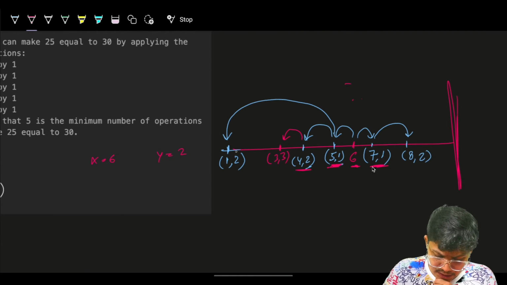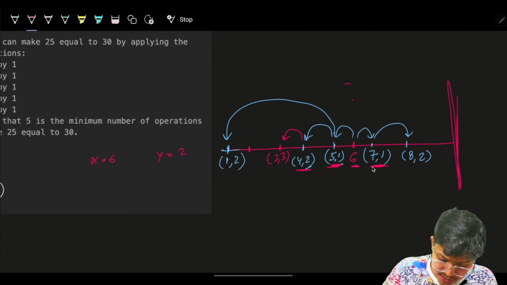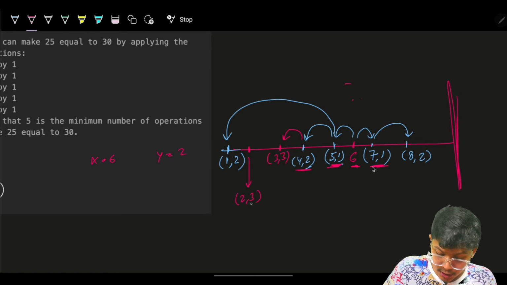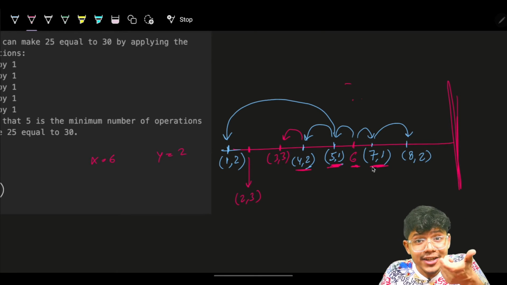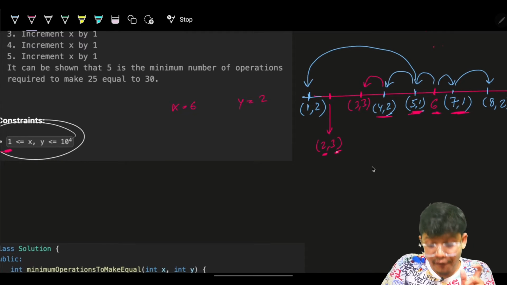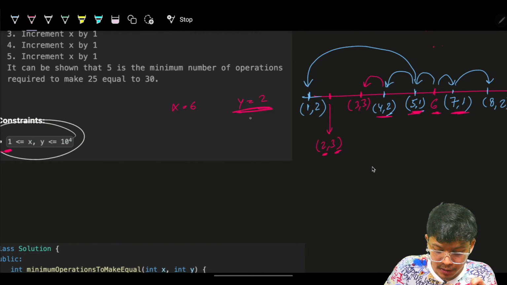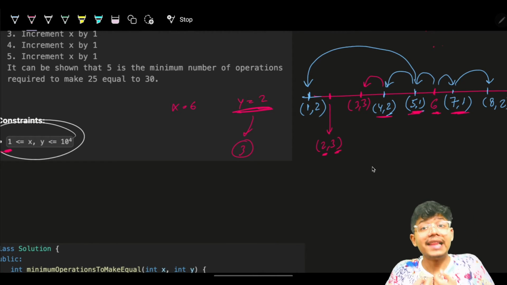Now I can do one thing. I can do a plus. So I can just reach here, which is a 2, 3. The first time I reach a coordinate is always the minimum distance. So to reach my 2, my distance will actually be 3, and that's my answer.